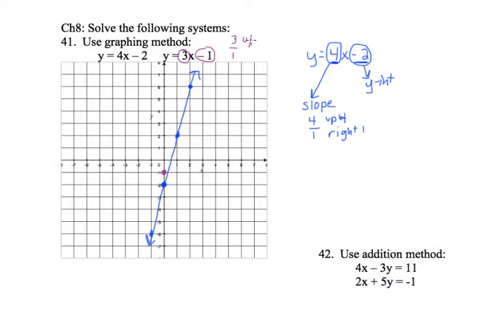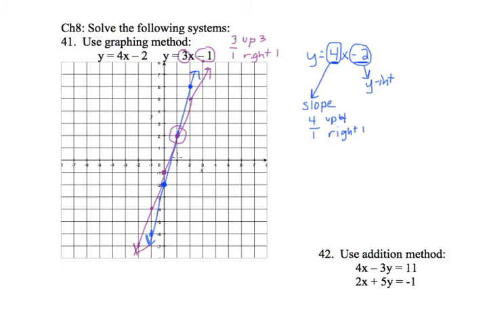It's positive, so I will go up 3, right 1. Up 3, right 1. Oh, there's my intersection. Up 3, right 1. These lines are really close together. Lots of times they won't be so close together like this, but as long as they're not exactly parallel, there should be an intersection point. And there is, right there.